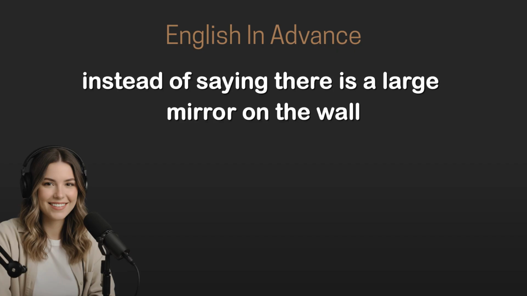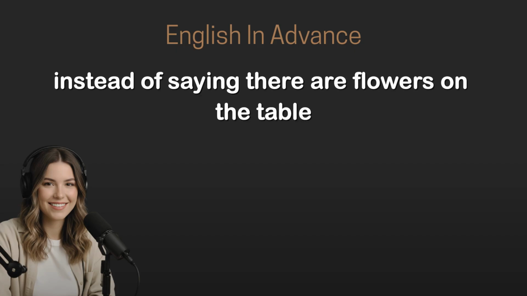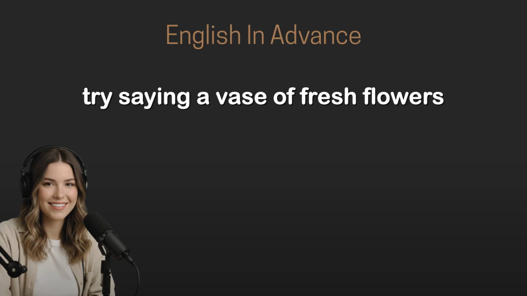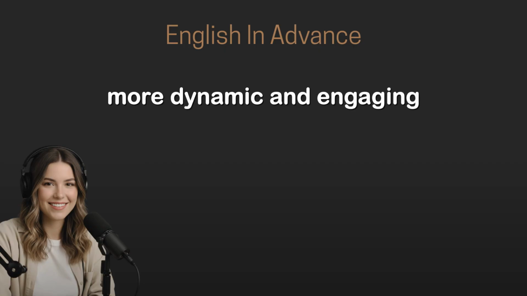Instead of saying there is a large mirror on the wall, try saying a large mirror dominates the wall. Instead of saying there are flowers on the table, try saying a vase of fresh flowers brightens up the table. Using active verbs makes your description more dynamic and engaging.